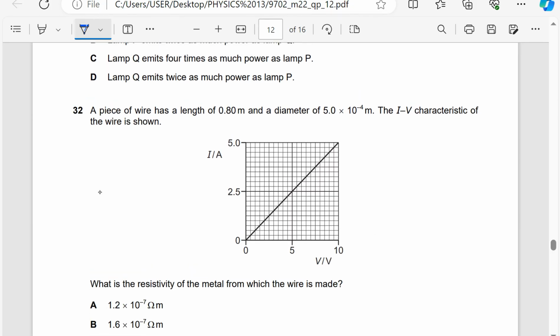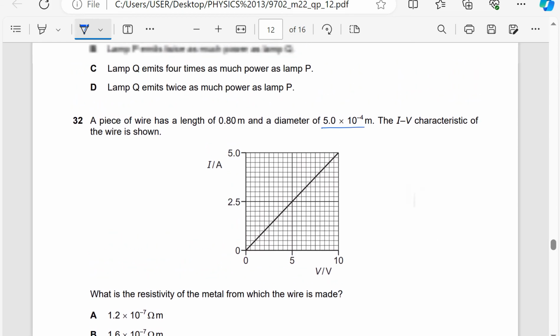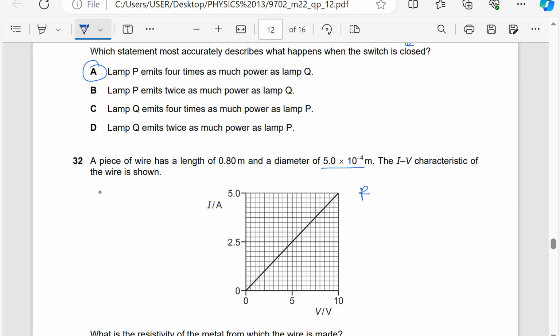A piece of wire has a length of 0.80 meters and a diameter of 5 times 10 to the power of minus 4 meters. The IV characteristic of the wire is shown. What is the resistivity of the wire? Of course, to find the resistivity, I need the resistance first. The resistance here is going to be 1 over the gradient, from V equals IR. It is a graph of I against V. Or I will find this as change in V, change on the x-axis, over change in the y-axis. So the resistance is going to be 10 minus 0 divided by 5, which is going to be 2 ohms.